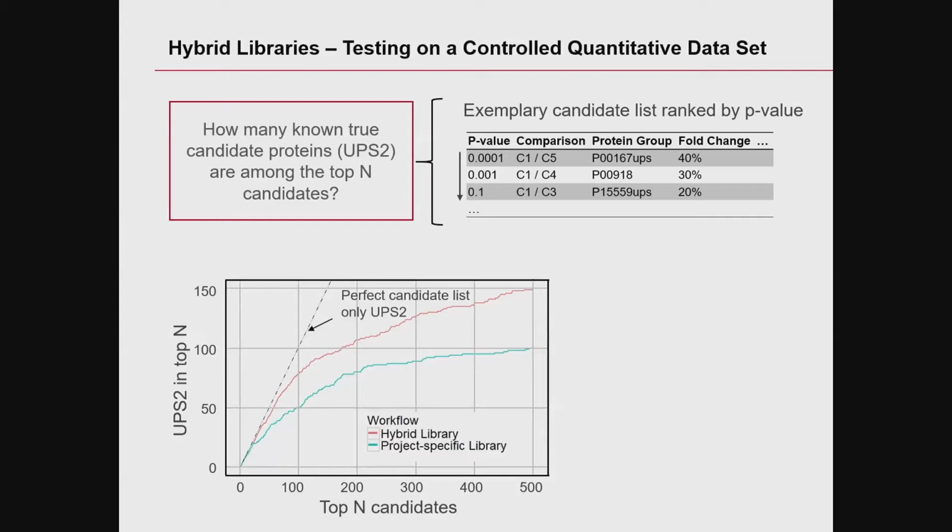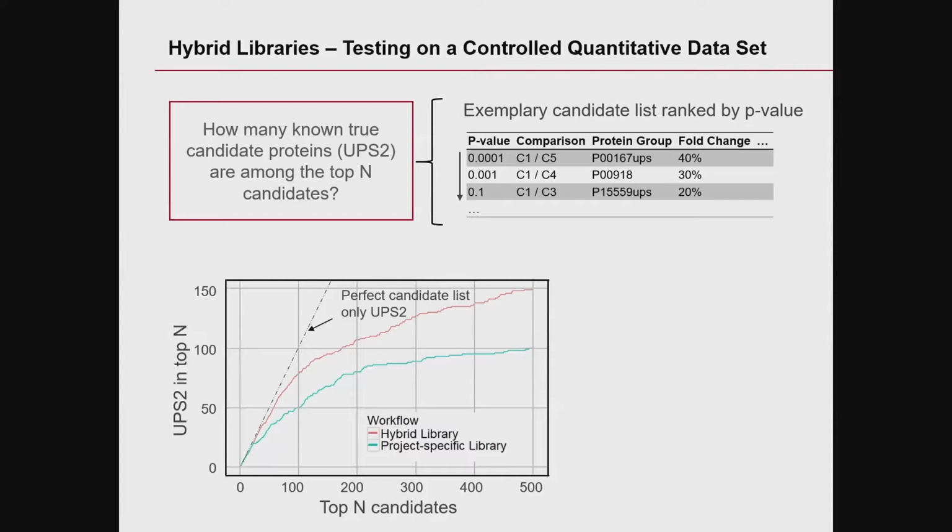So in terms of performance for the candidate list, there was quite a significant difference between the hybrid library and the project-specific library. And it was not in a direction that the deeper coverage automatically led to a better candidate list, because we could identify more of the UPS2 proteins. So this really made the big difference in this way of looking at the data.